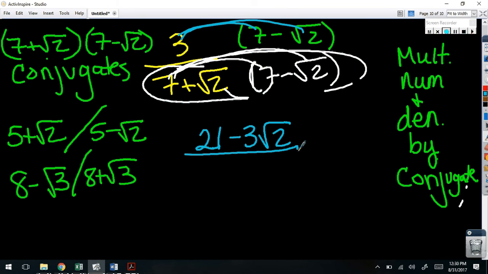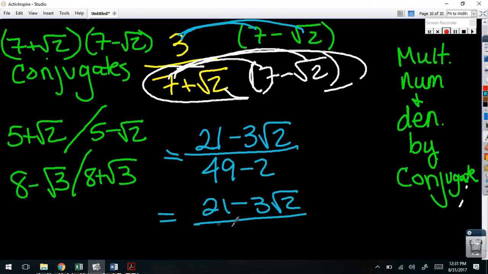All right, let's look at the bottom. Do I need to multiply that out again? I had it on there a second ago. What did we get? 49 minus 2, and 49 minus 2 is what? Yes or no? Does that make sense? Kinda. Kinda. Let's do another then.